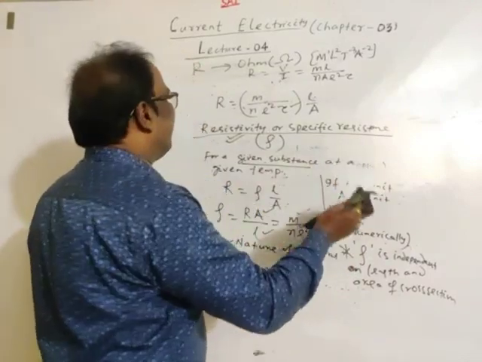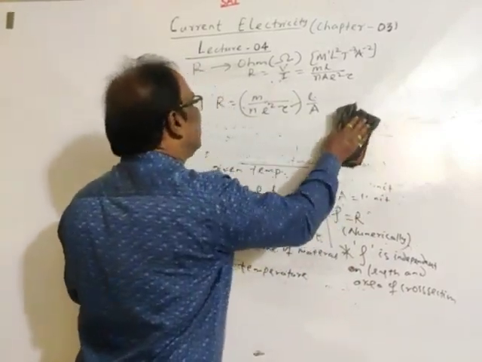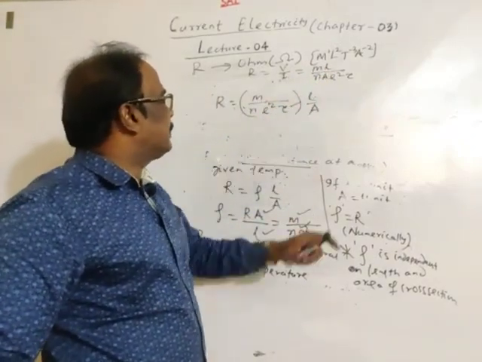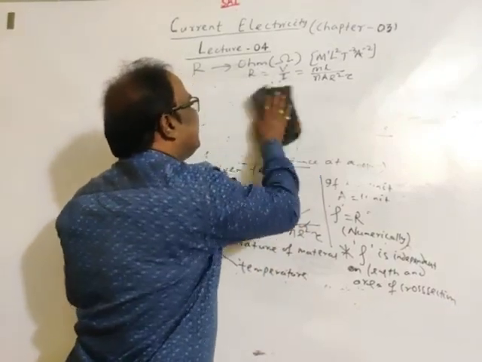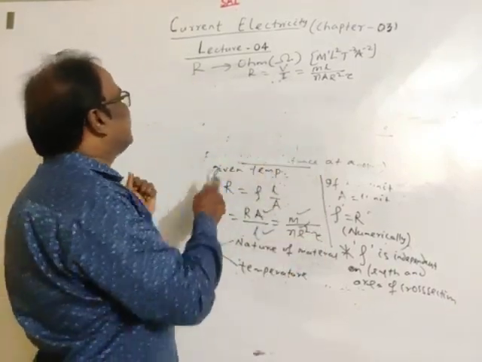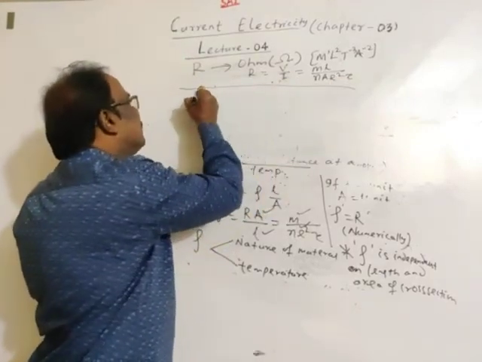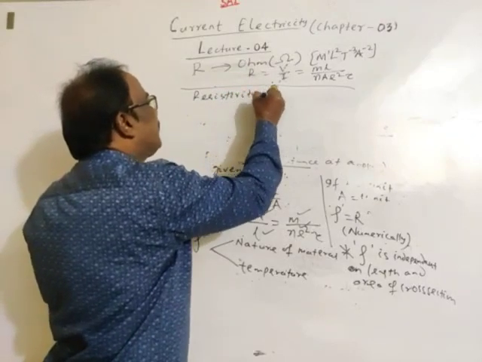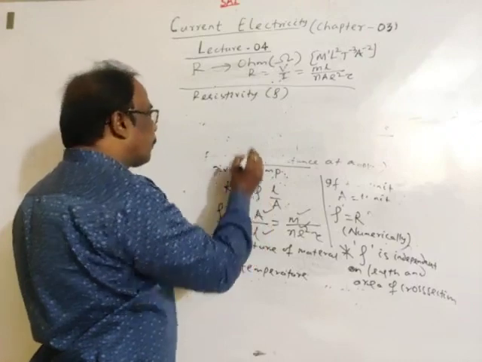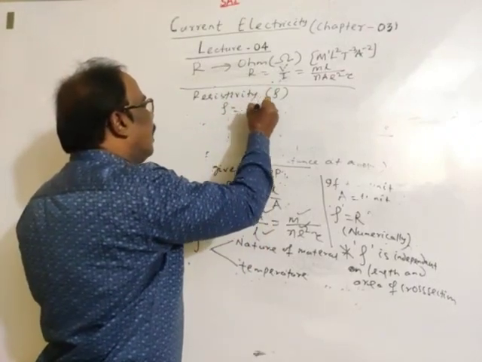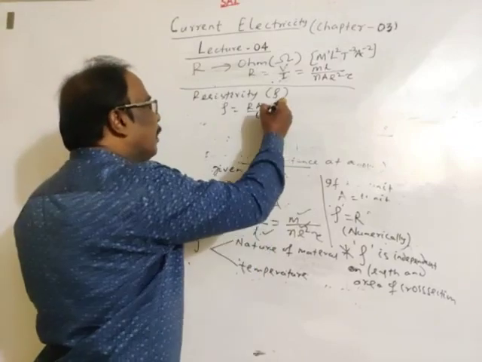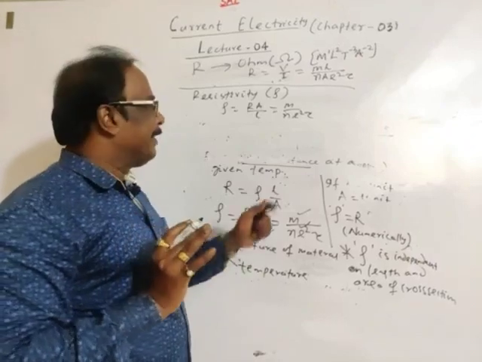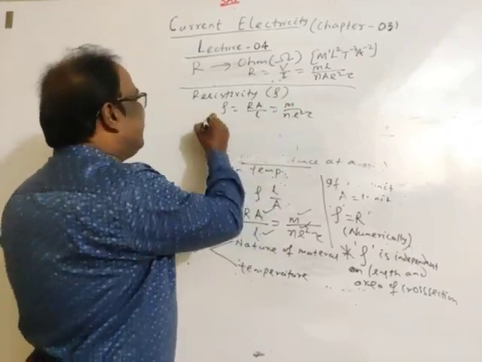I will write here on resistivity. This is the formula for resistance. And for resistivity, or specific resistance, rho, what do we know? Rho is equal to RA by L, or we may write m by n e square tau. Clear? m by n e square tau. Then units.